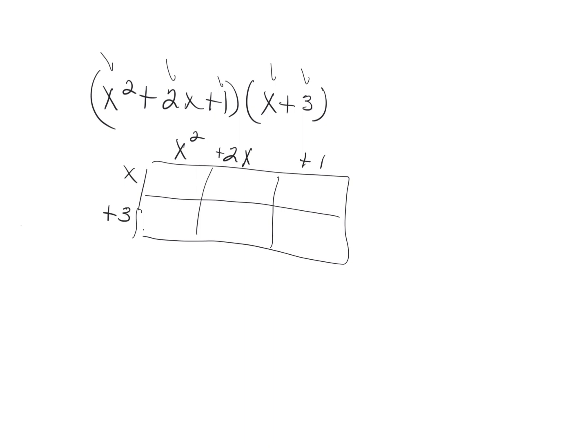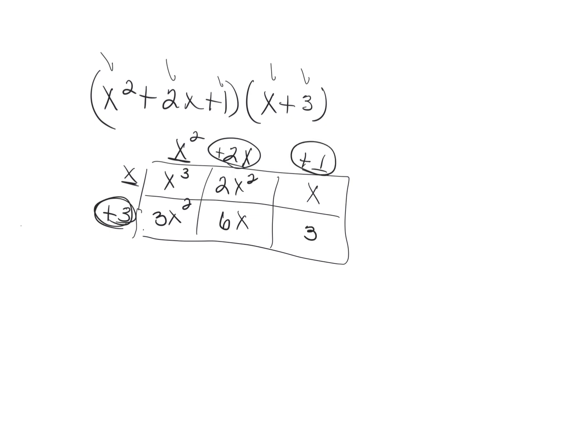And again, you're going to multiply just like a multiplication table. x times x squared is x cubed. x times 2x is 2x squared. x times 1 is x. 3 times x squared is 3x squared. 3 times 2x is 6x. 3 times 1 is 3.